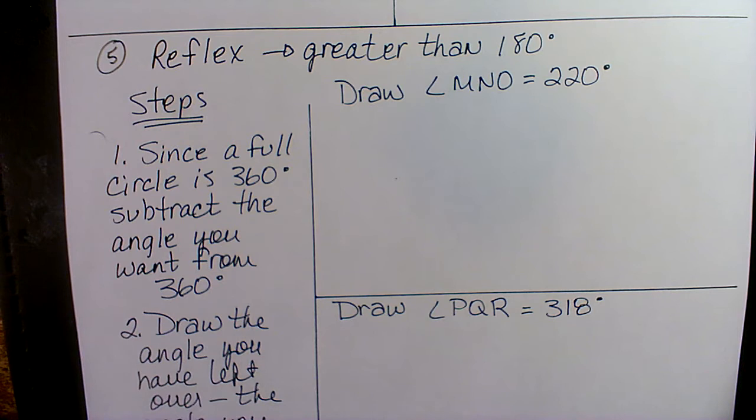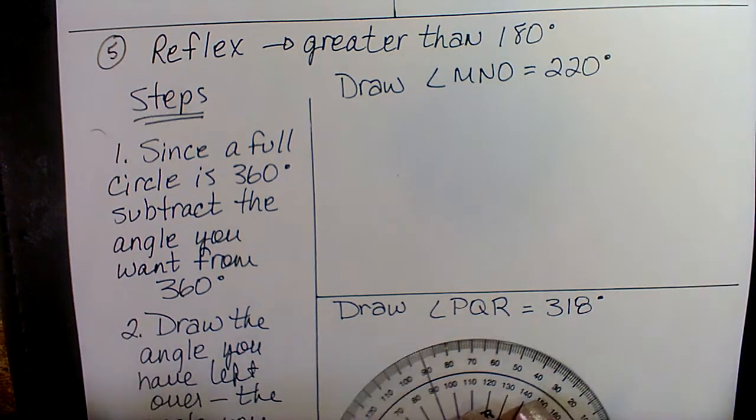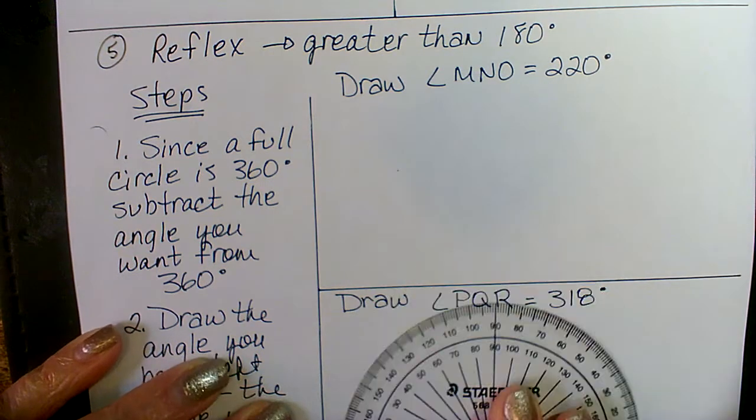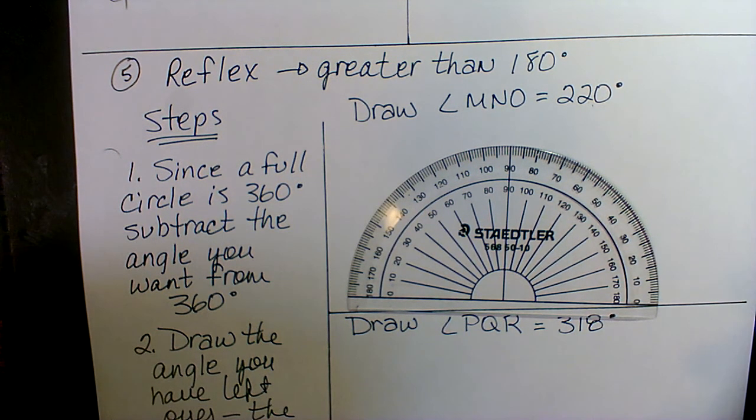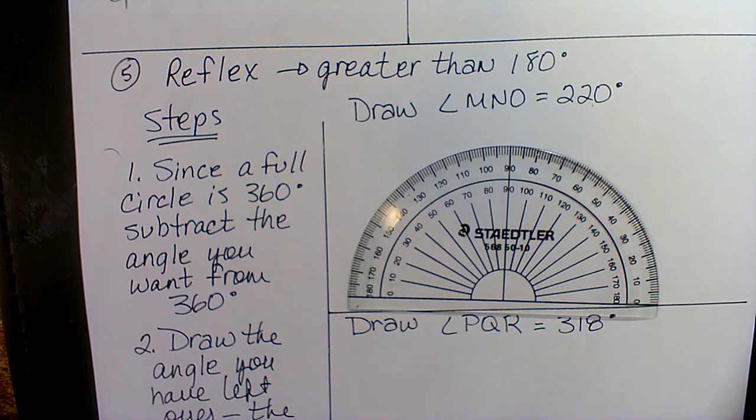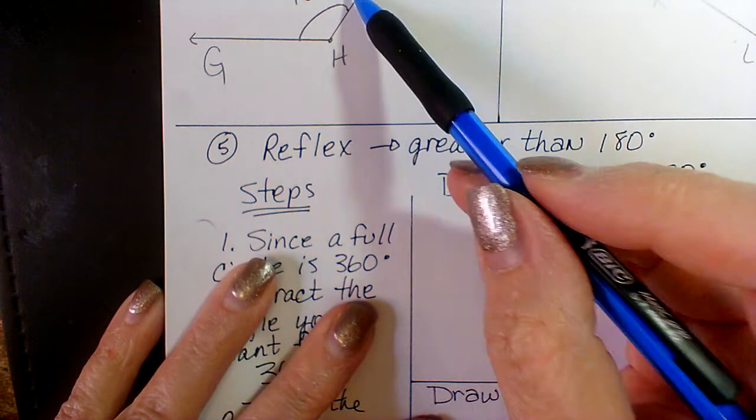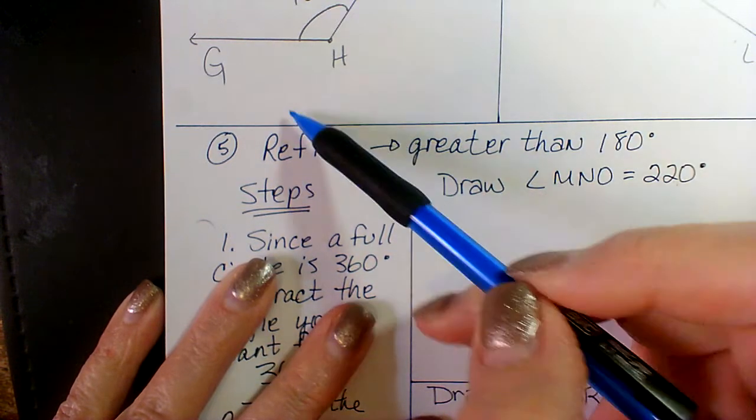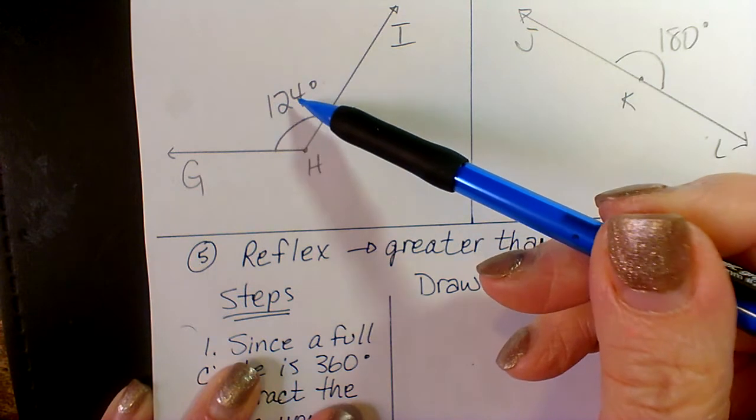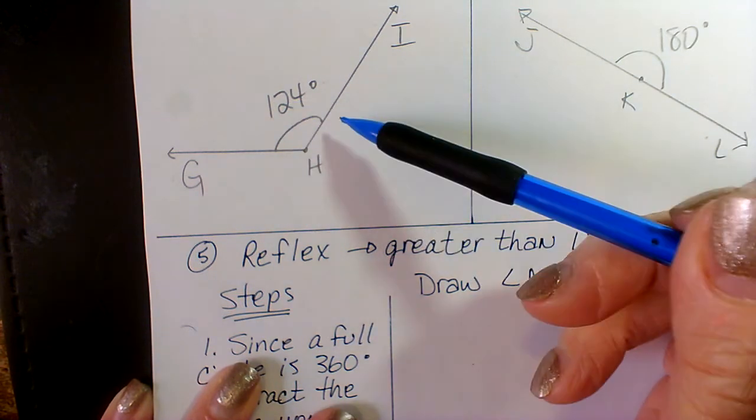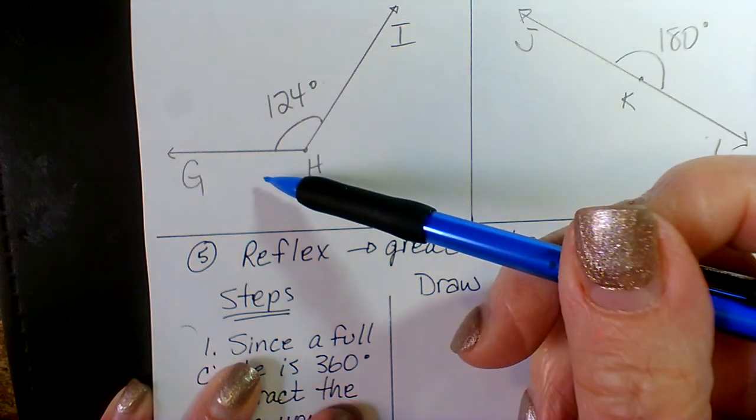Now the problem is that our protractor only goes to 180, right? But remember, a full circle is 360, right? So if my angle is greater than 180, what is left over, there has to be some angle that's left over, right? Think about this one. There's a big angle. That's a reflex angle on the opposite side. It's got to be bigger. Whatever's left after I take 360 minus 124, that's my reflex angle. So that's essentially what I'm trying to draw, is this angle over here.